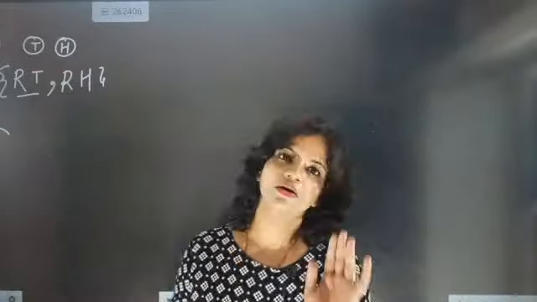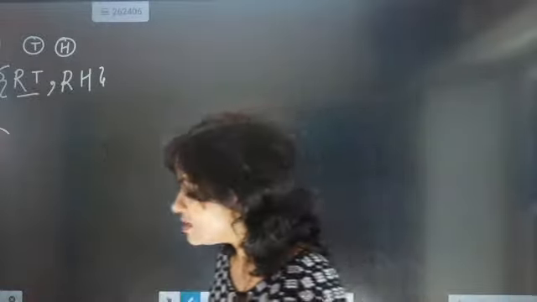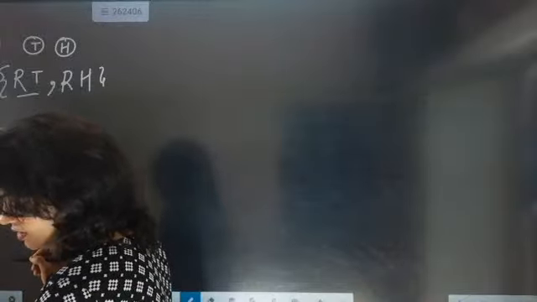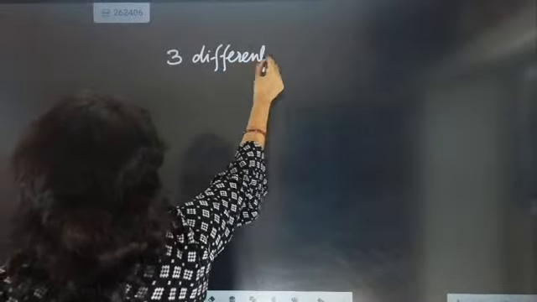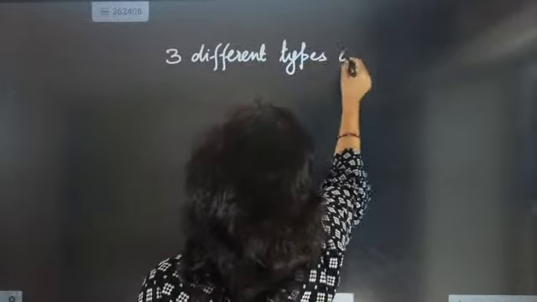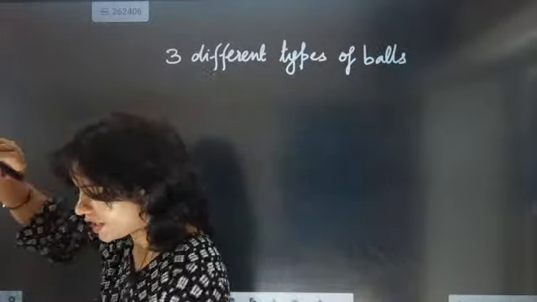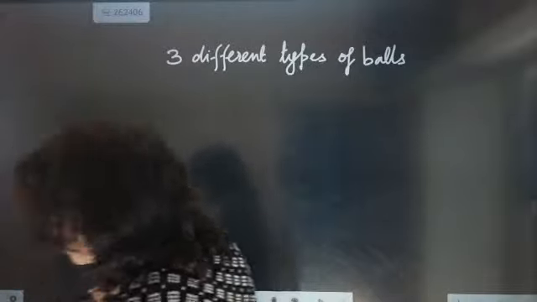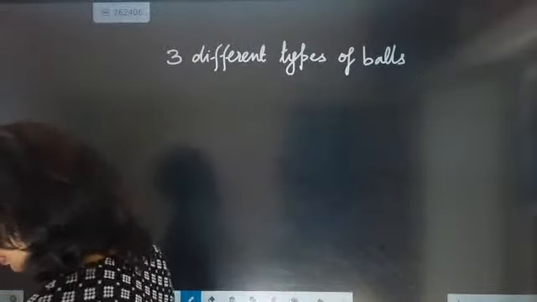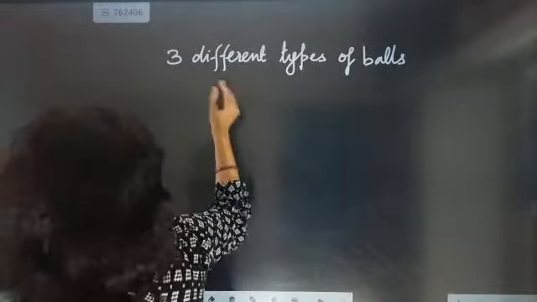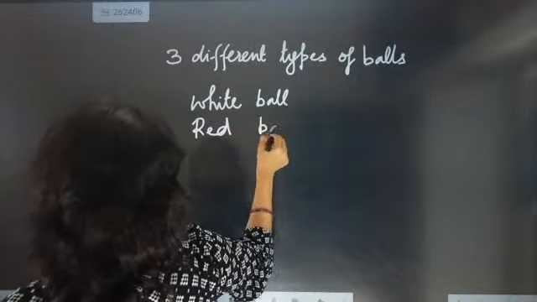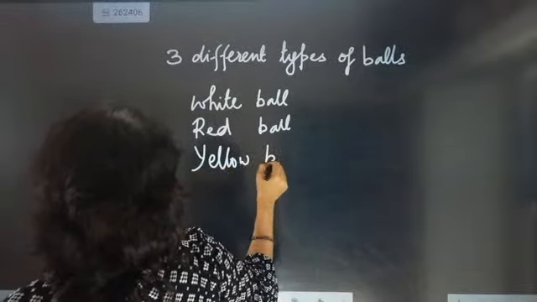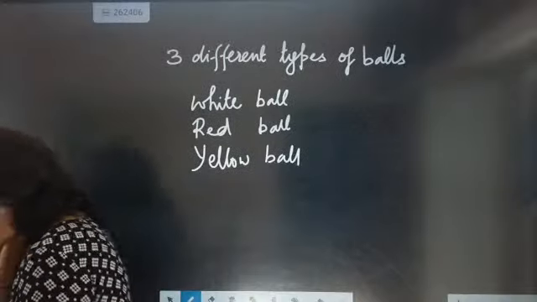there is a bag and in that bag 3 different balls are there. So I am just writing that a bag is containing 3 different types of balls. What are the 3 different types of balls? Let's see. Here, a white ball, a red ball, and a yellow ball. So how many different types of balls does it contain? 3 different types of balls.